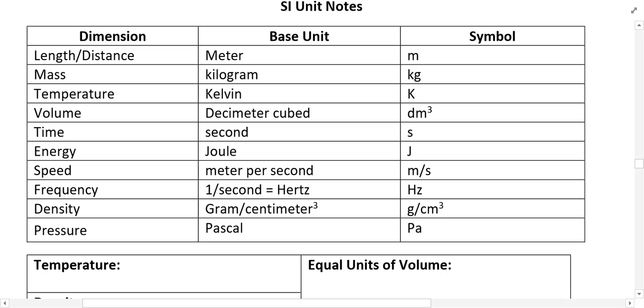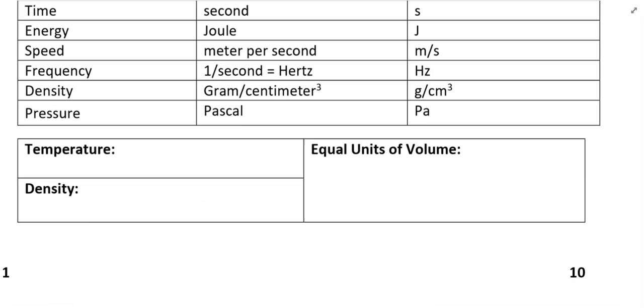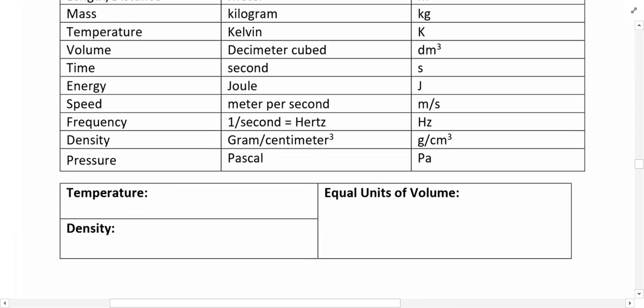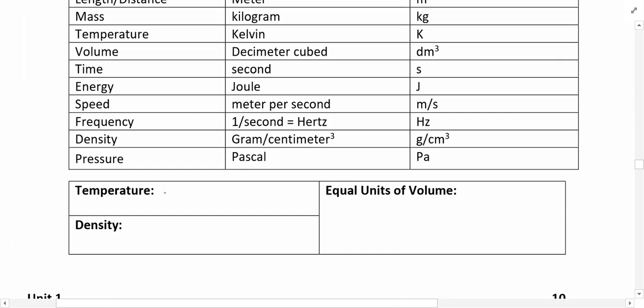So there's a couple of values or conversions you need to be able to do. So for temperature, you have to be able to go between degrees Celsius and Kelvin. So if you take degrees Celsius and you add 273.15, that will give you Kelvin. And then density is mass over volume.